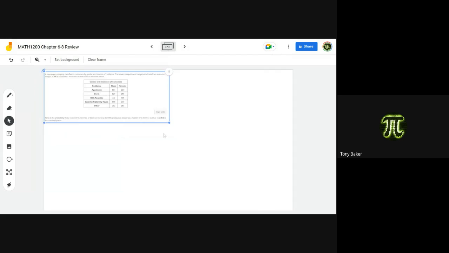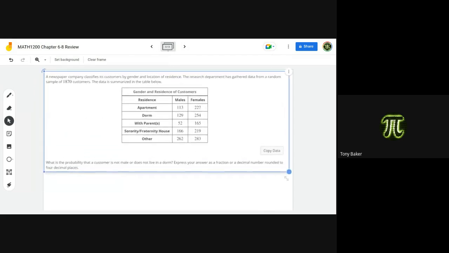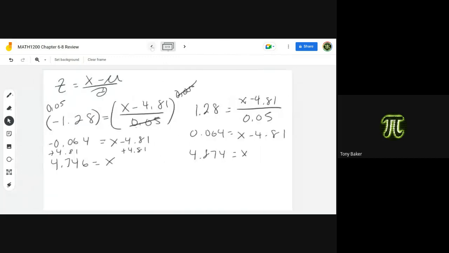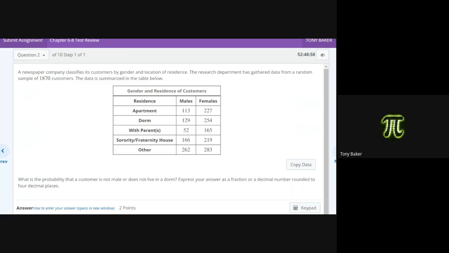Make this one big enough so you can actually read it. So would X be 4.746? Yeah. Gotcha, okay, cool. All right, let's look at the next one.